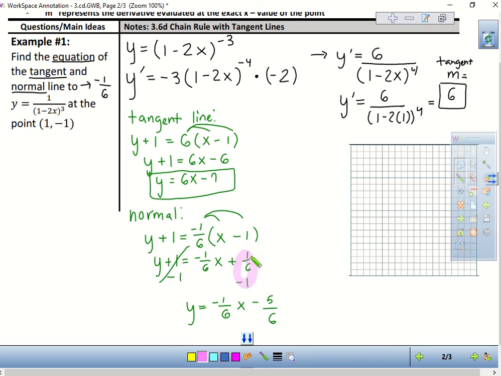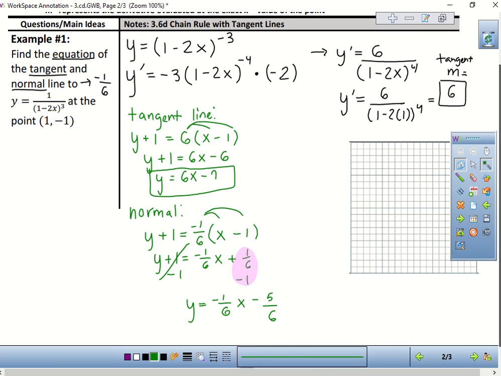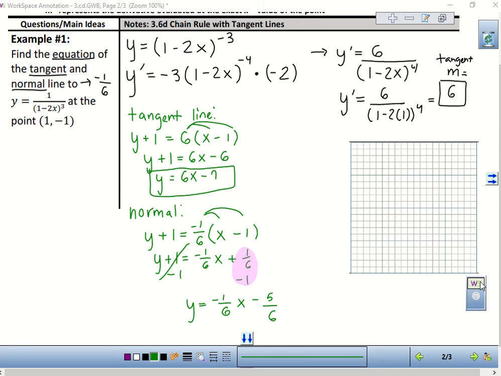Yeah, so if you need to do it off to the side too, that works. So this is the equation of my tangent and my normal line. Now, you're going to notice it talks about graphing with Desmos. You guys are going to do that at the end of the notes on your own.